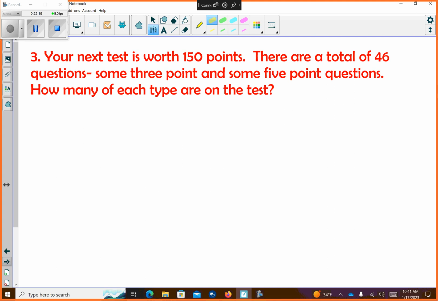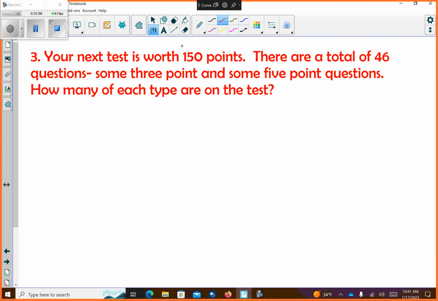Yeah, at 21 seconds or so. Hey, is this the next question? Yes. All right. Let's read it real quick. See what we got. It says your next test is worth 150 points. Holy cow. That's a big old test. There are 46 questions on this test. Some happen to be 3-point, some happen to be 5-point. How many of each type of question are there?